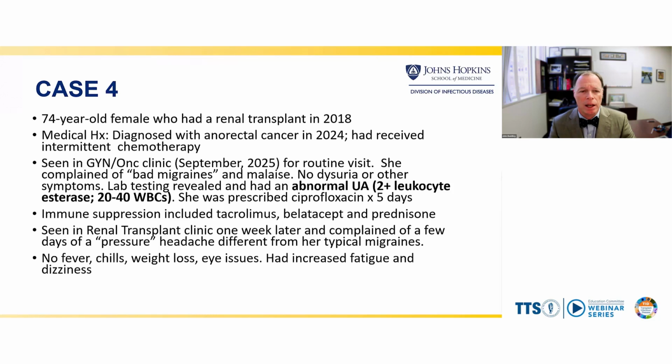So she went to her gynecology oncology clinic appointment in September 2025 for a routine visit. At that time, she complained of about a 2-week history of bad migraines and malaise that was new over the past week or so. She did not have dysuria or other symptoms. She had some labs done, and then later that day, the urinalysis came back with abnormal 2+ leukocyte esterase and also 20 to 40 white blood cells seen. The gyn-onc team saw this and prescribed ciprofloxacin for the patient. Her immunosuppression at this time included tacrolimus, belatacept, and prednisone.